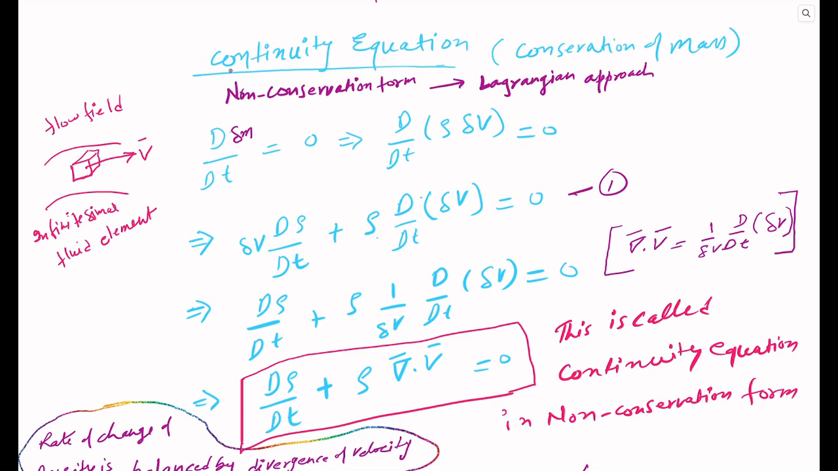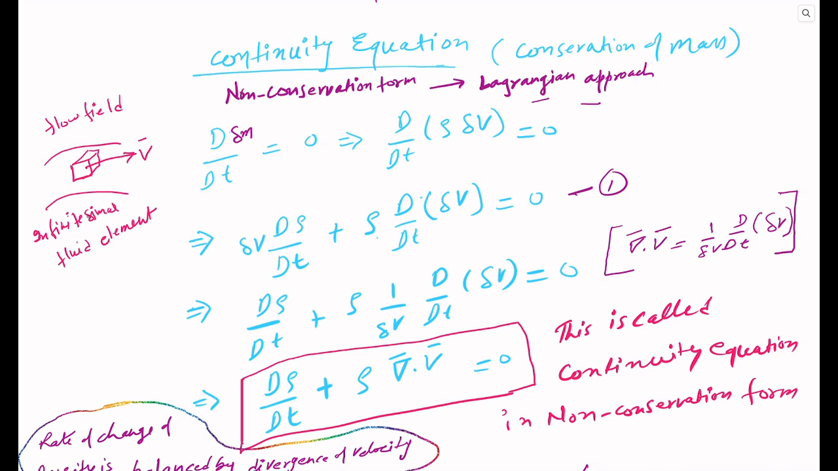Today's topic is the continuity equation. The continuity equation is a conservation of mass. Here we are first taking the non-conservation form, that is the Lagrangian approach. We know that in fluid mechanics there are two approaches: one is Lagrangian, the other is the Eulerian approach. In the non-conservation form, this is the Lagrangian approach.